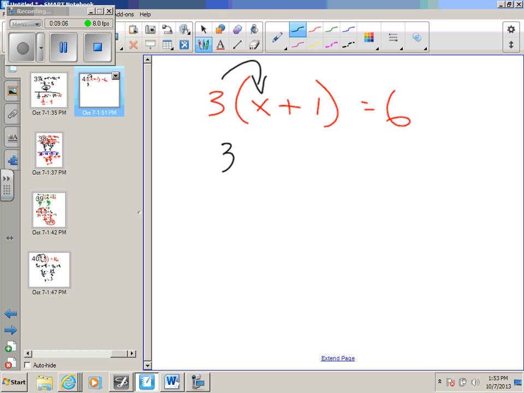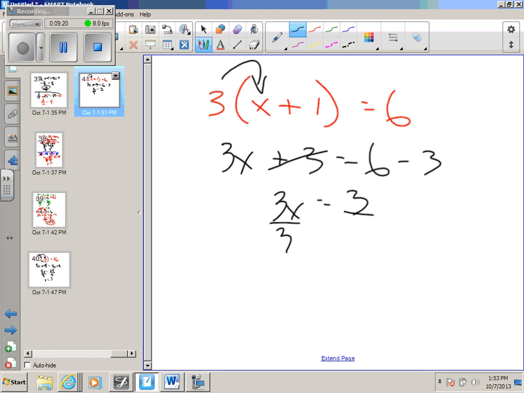Three times x, 3x. 3 times 1. Subtract 3. Divide both by 3. Plug it in. 1 plus 1 is 2. 3 times 2, 6.